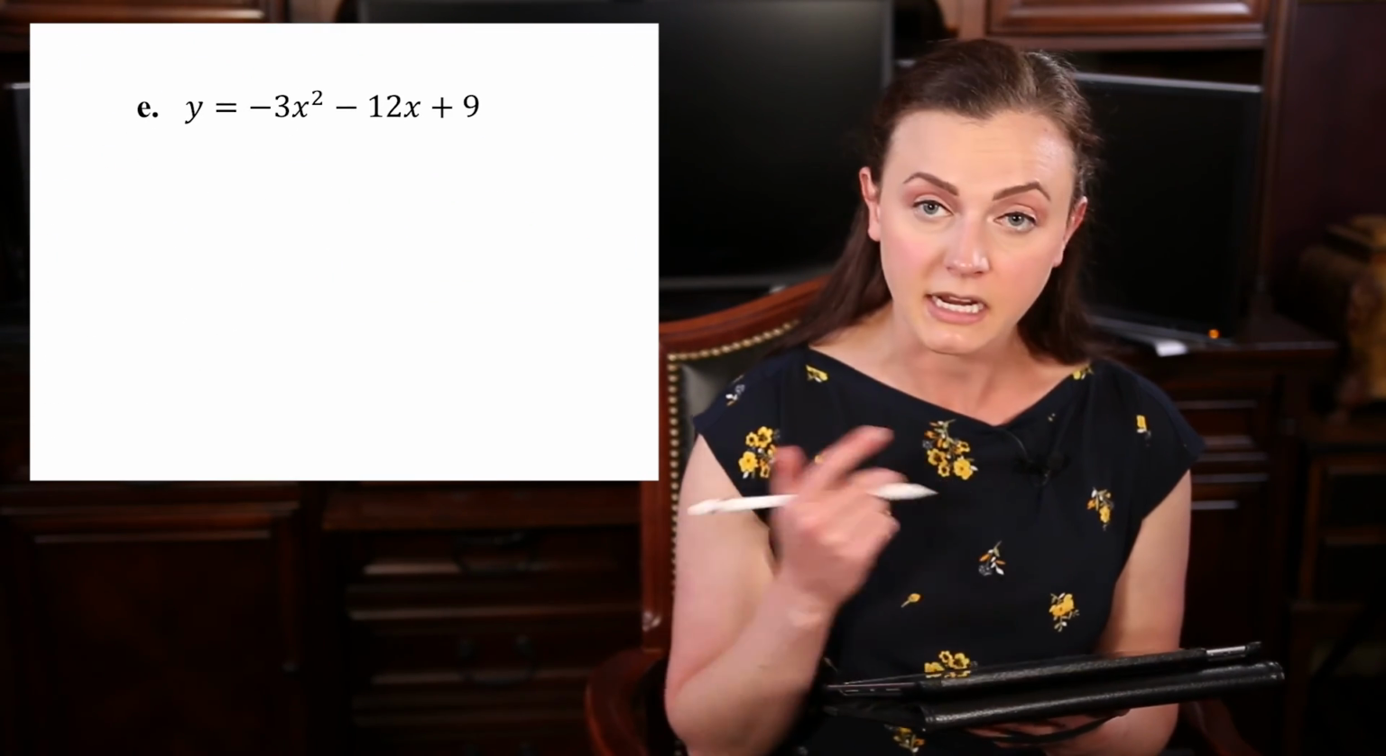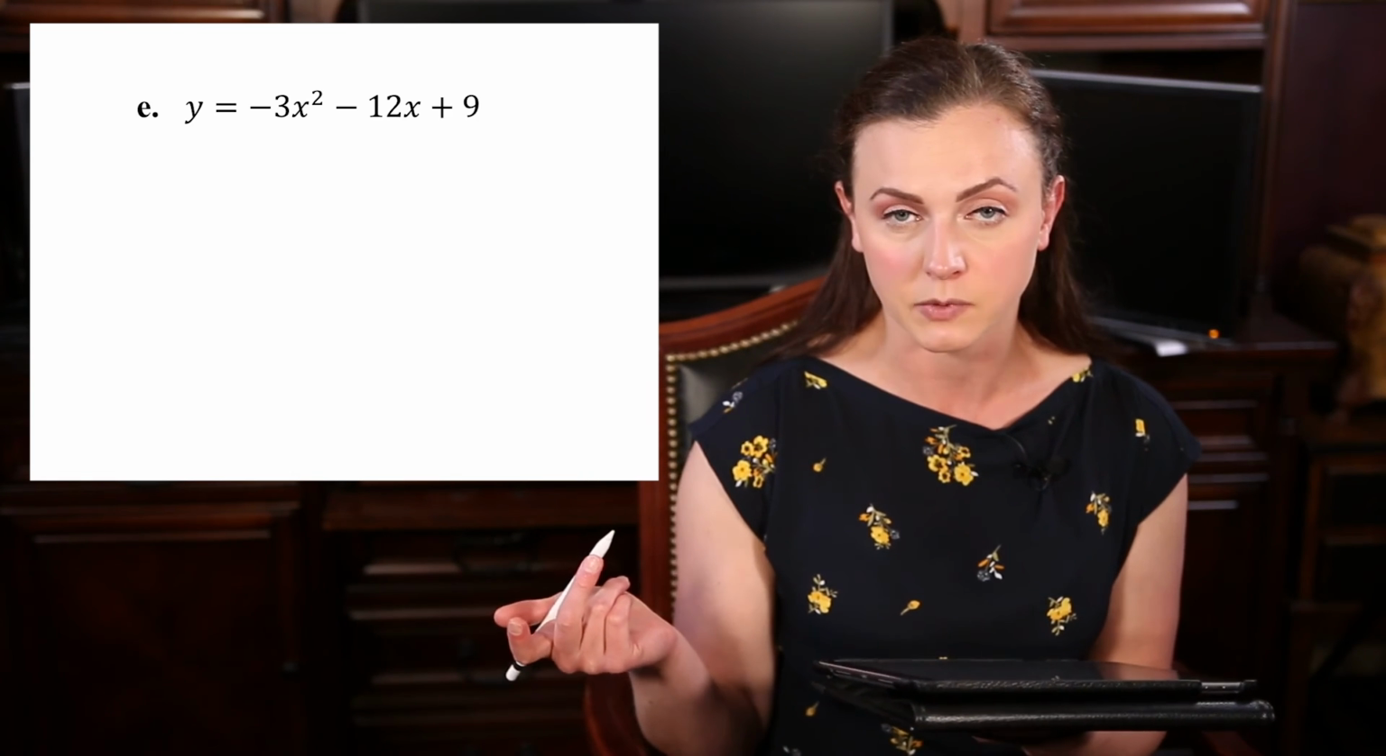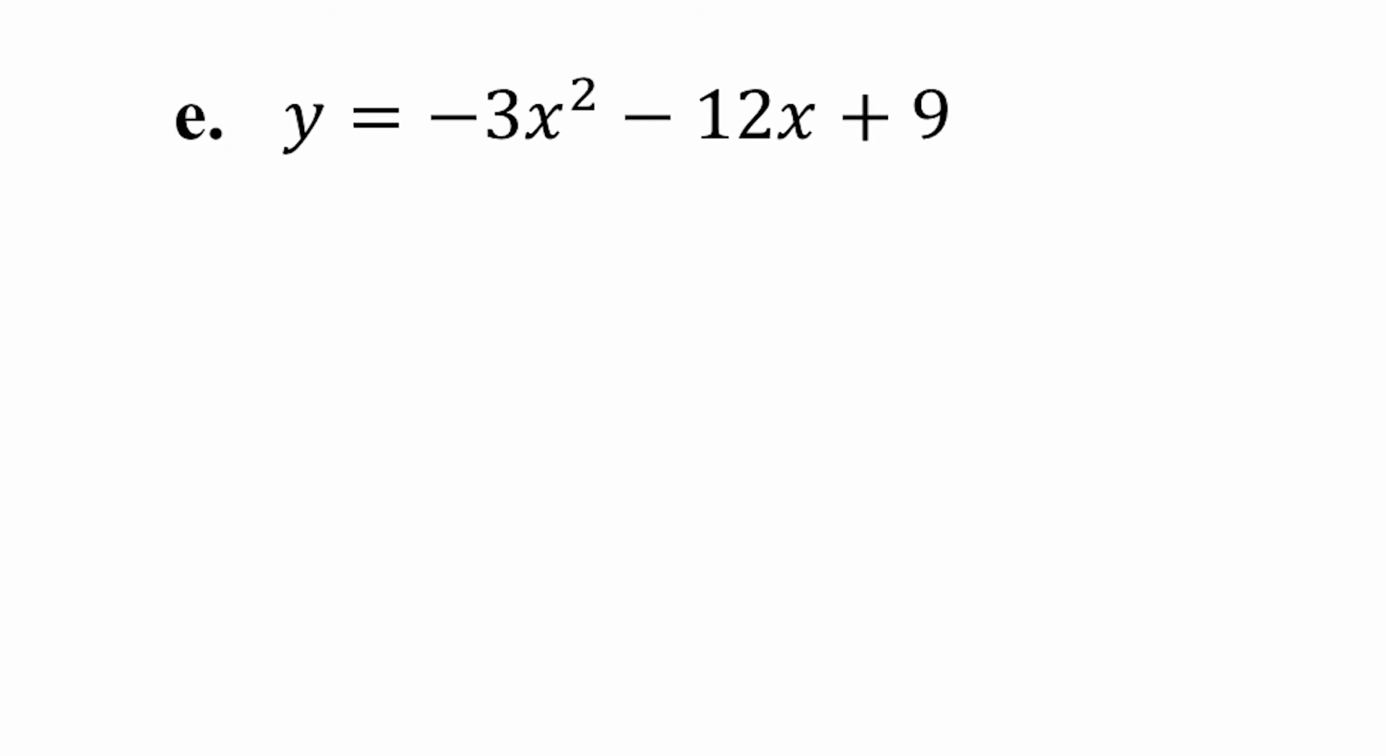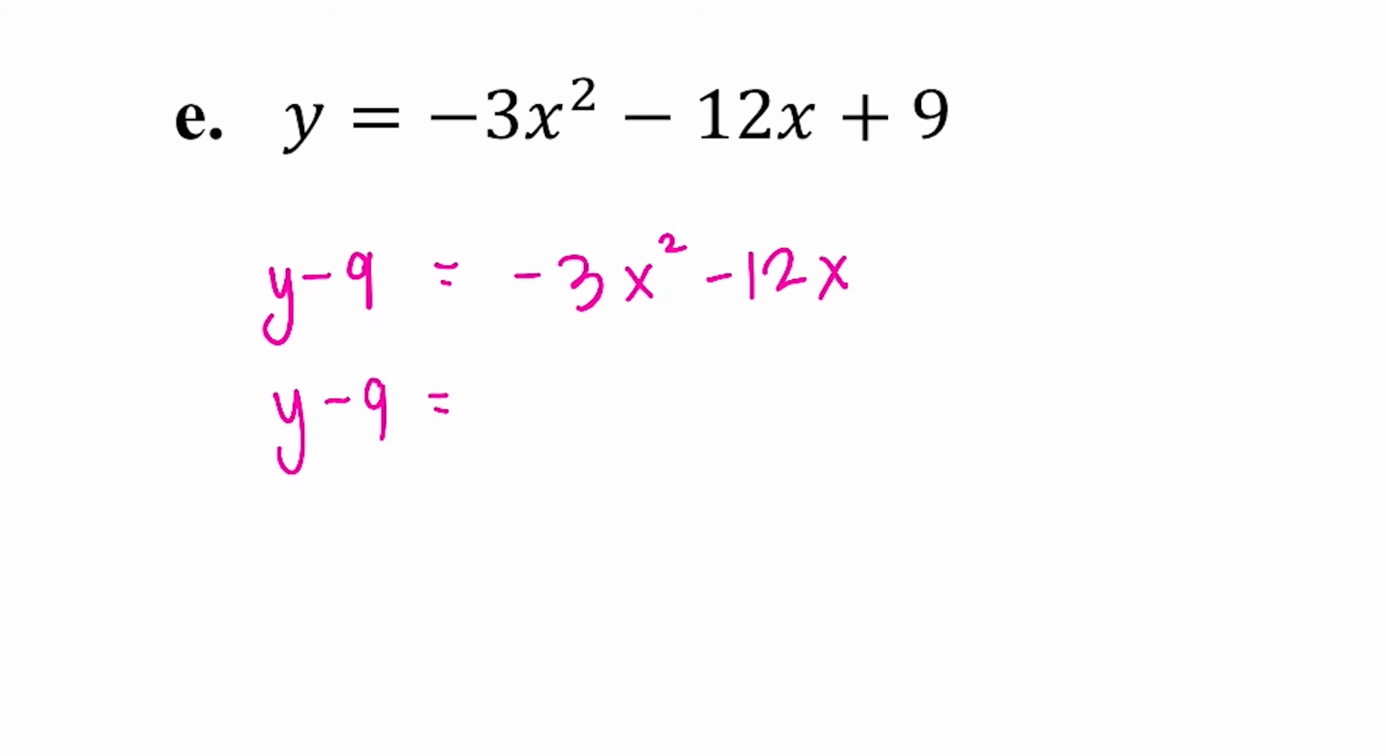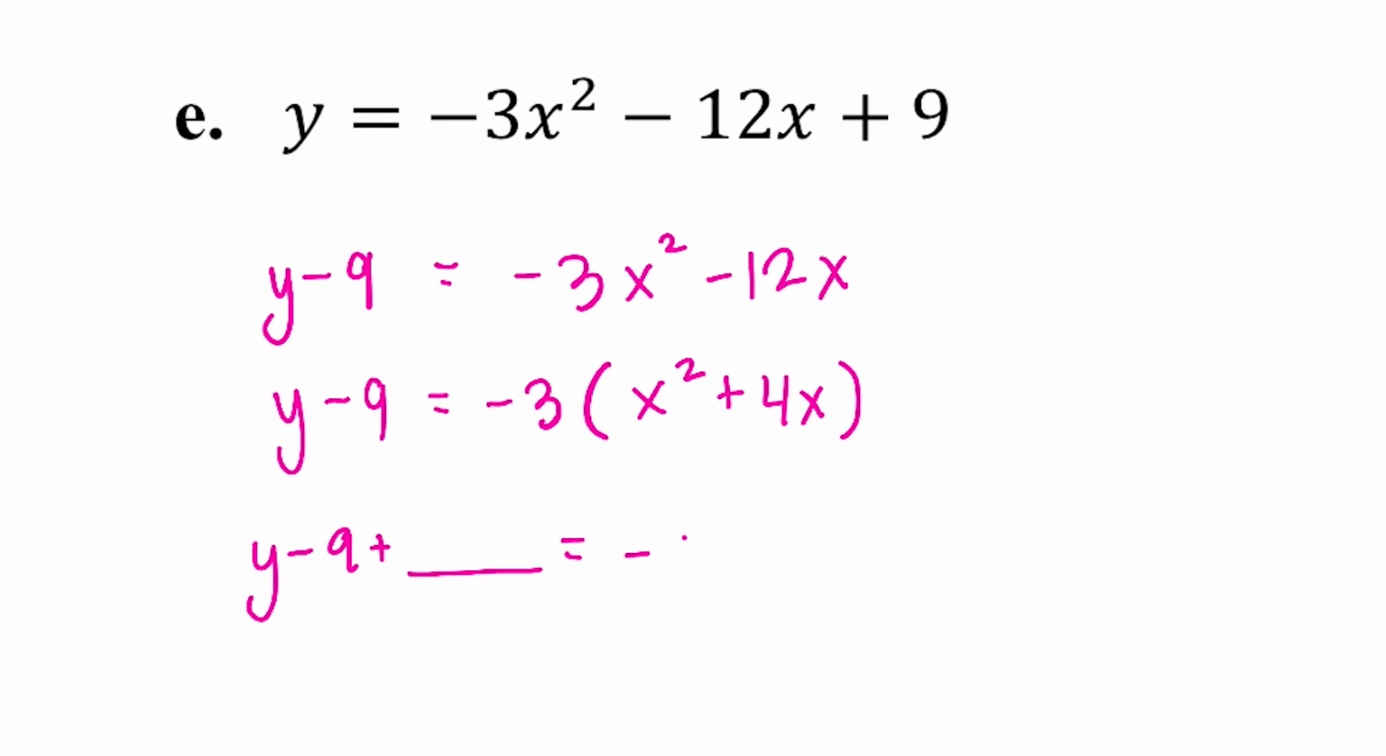Okay, this one also has a negative in front, but you're going to do it just like we did the last one. So we would take the constant to the other side first, so y minus 9 equals negative 3x squared minus 12x. Then at this point, this is when we pull out the leading coefficient on the right-hand side. So I'm going to factor out a negative 3, which leaves me with x squared plus 4x. I'm going to create my space on both the left and the right-hand side to complete the square. Make sure we do it inside the parentheses.